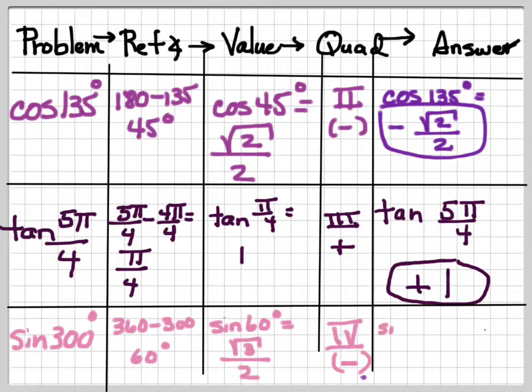So the sine of 300 degrees is going to be the value of my reference angle, which is square root of 3 over 2, with a negative in front of it. And there you have it.